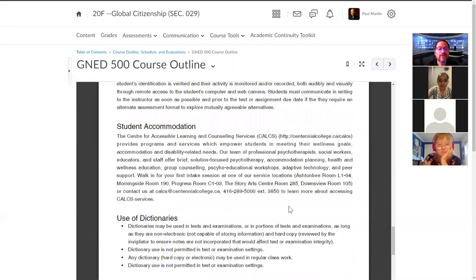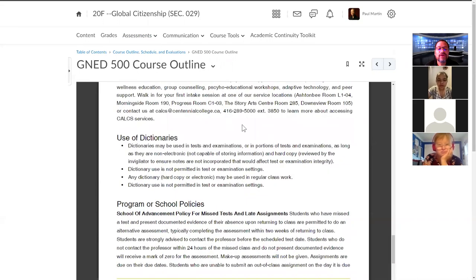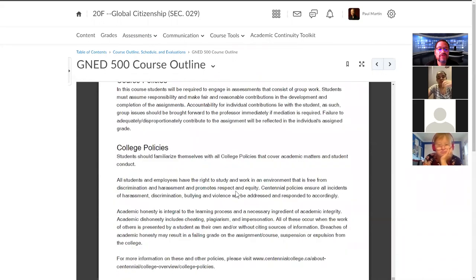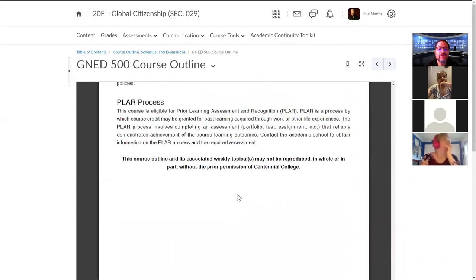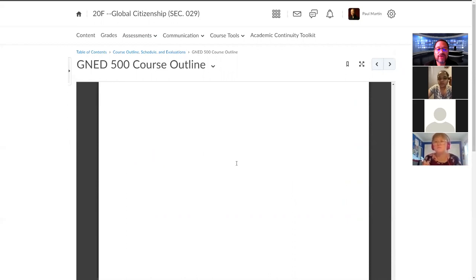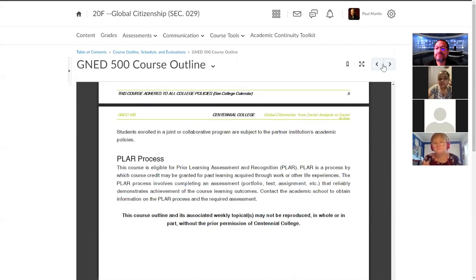This covers any accommodations that are needed, use of dictionaries, school policies, course policies, and prior learning. Some students will say they don't want to take the course, although this course is mandatory. They say they can show that they've had prior learning, meaning life experience or skills or maybe another degree from somewhere that might grant them exemption. You can put in for that process for any course, and then the school will evaluate that. So that's basically our outline.